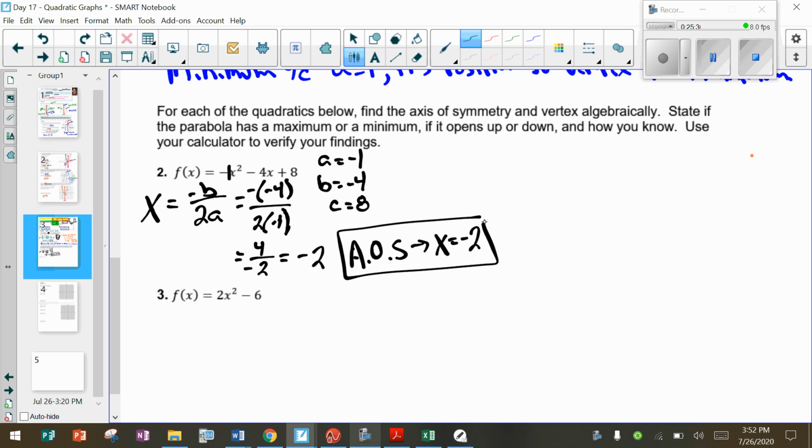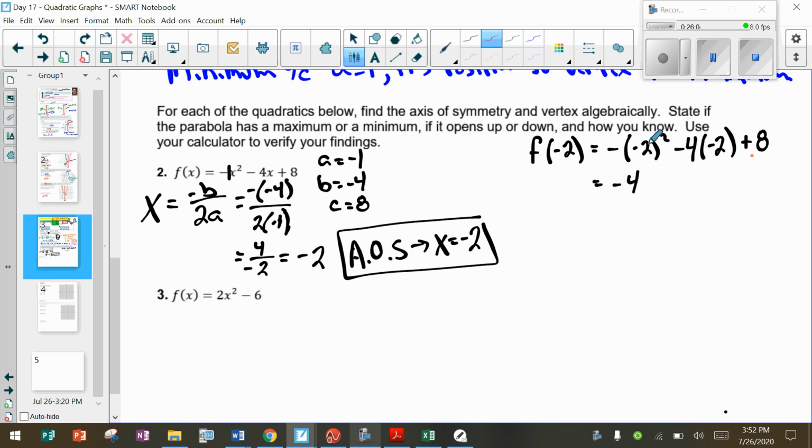Once we know the axis of symmetry, we're going to plug the number negative 2 in for x back into the function. So we're going to find f of negative 2. So we are negating negative 2 squared minus 4 times negative 2 plus 8. So we can go to the calculator, type this in exactly the way you see it with parentheses and everything, then hit enter. Calculator will take care of the order of operations for us.